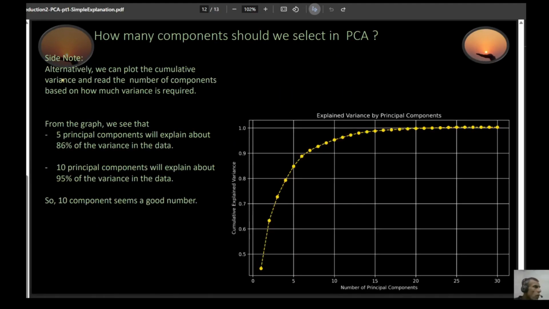A side note, alternatively, we can plot the cumulative variance and read the number of components you need based on the variance required. So let's say you need 86% of the variance. So your 86 will be somewhere over here. So you just come and read and you say, okay, that's going to be 5. So I'm going to work with 5 components because I need 86% variance. Well, maybe you want 95%. So your 95% would be somewhere over here, and just come and look over here. Your 95 is going to be maybe 9 components, or maybe it could be 10 components. So if you're dealing with 95% and you choose to have 10 components, you are going to work with the 10 components.